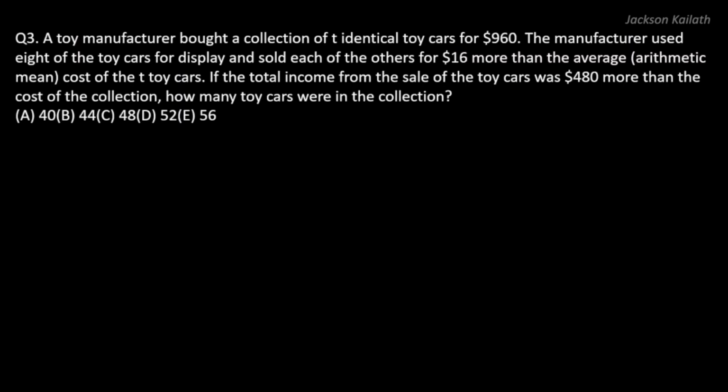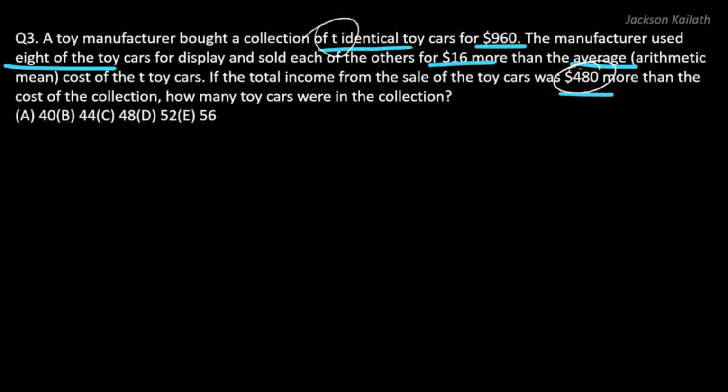All right, we are back. Let's take a look at it together. A toy manufacturer bought a collection of T identical toy cars for $960. The manufacturer used 8 of the toy cars for display and sold each of the others for $16 more than the average arithmetic mean cost of the T toy cars. If the total income from the sale of the toy cars was $480 more than the cost of the collection, how many toy cars were in the collection?